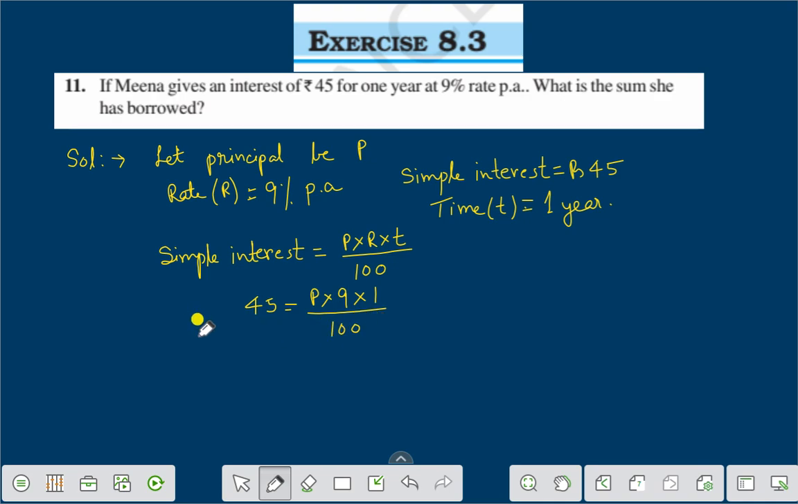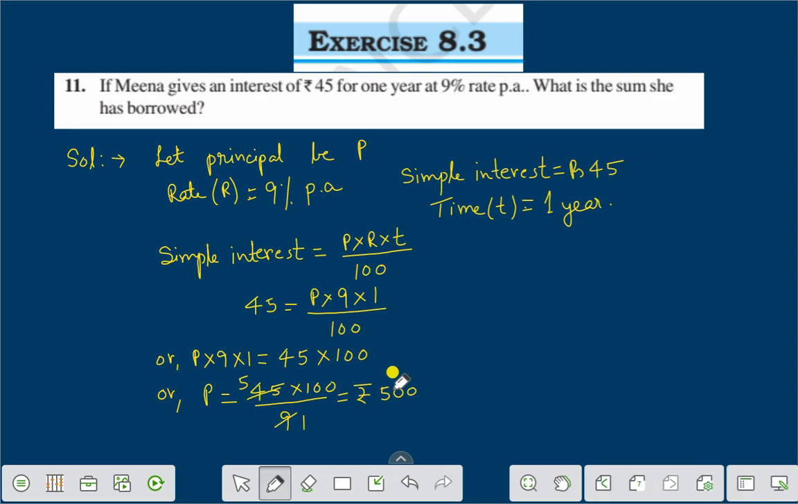If we cross multiply, we will get P into 9 into 1 is equal to 45 into 100, or P is equal to 45 into 100 by 9. 9 fives are 45. That comes to rupees 500.